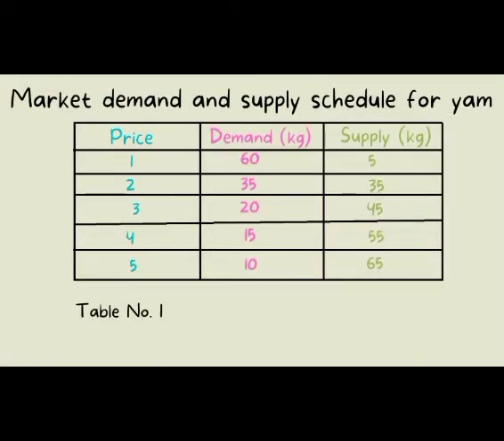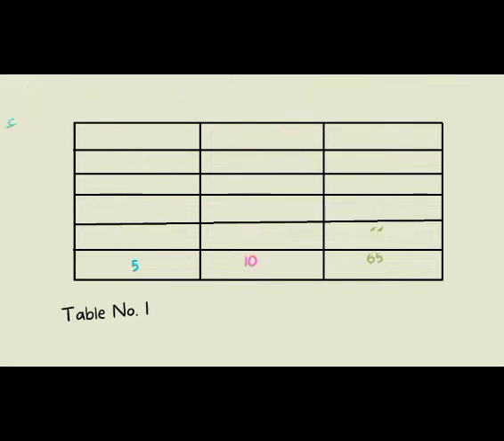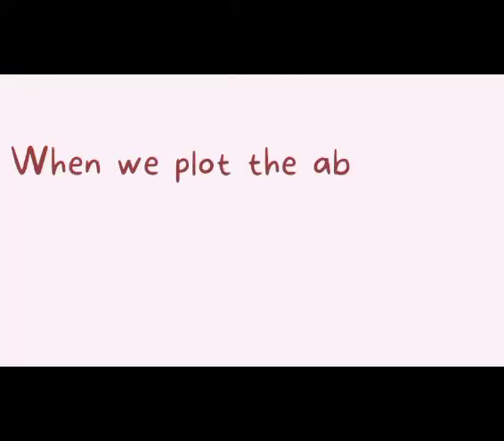Now let's look at our market demand and supply schedule for yam. We have our price, our demand, and supply. Now we have equilibrium price as 2 and the quantity as 35. Can we see the table? Now let's take a look at our graph, our curve.